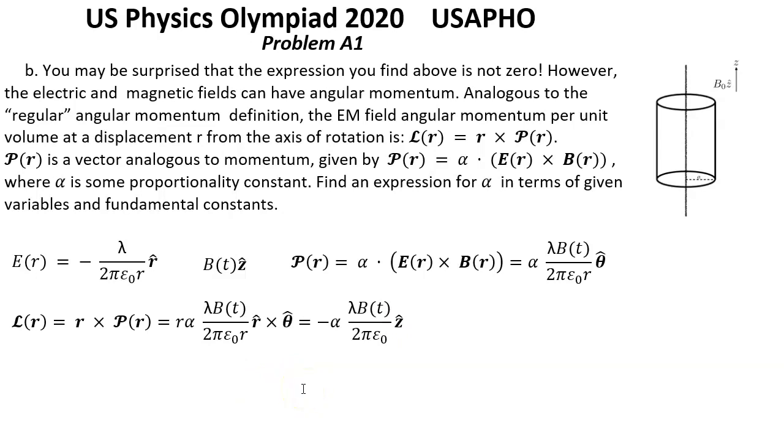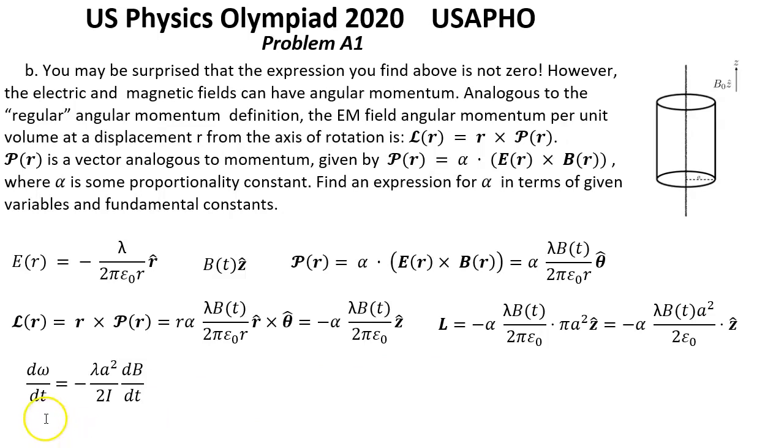Angular momentum per unit length we can just count by multiplying this vector by the cross-sectional area, which is pi a squared. That will be this expression. And now let's find out what happened in question A. In question A we had delta omega over delta t equal to this expression, and from here we can count the change of mechanical angular momentum per unit length. That will be I delta omega equal to negative lambda a squared over 2 multiplied by delta B, the change of magnetic field.